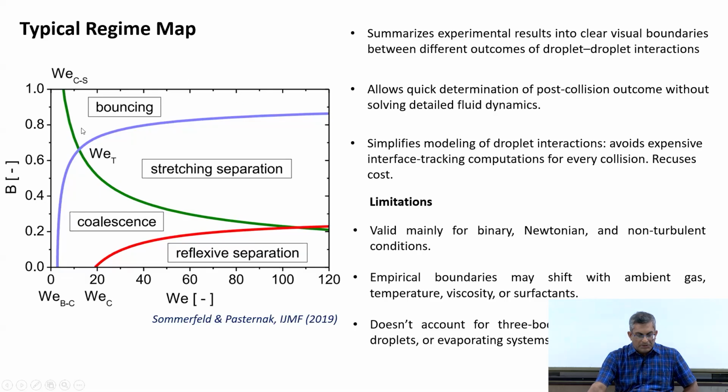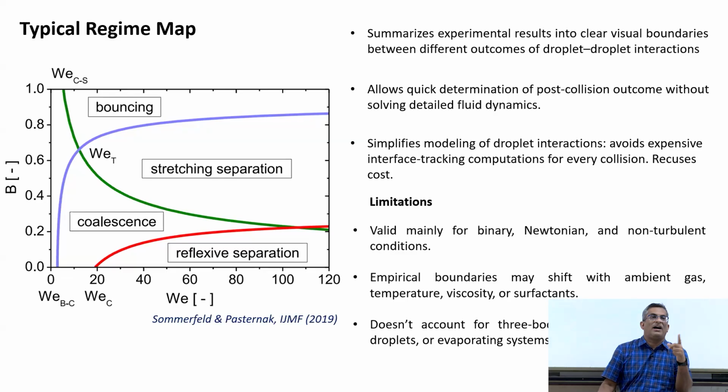Now, this kind of regime map basically summarizes the experimental results into clear visual boundaries between different outcomes. So, it makes the understanding easier. And also, once you have this, if I give you the value of Weber number and impact parameter, you can immediately find out what the outcome is. This means that we can use this in the models. So, now we can connect this to the model.